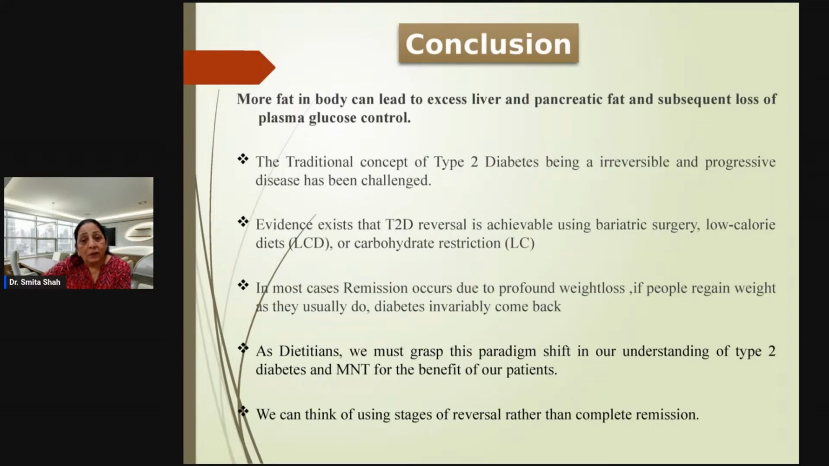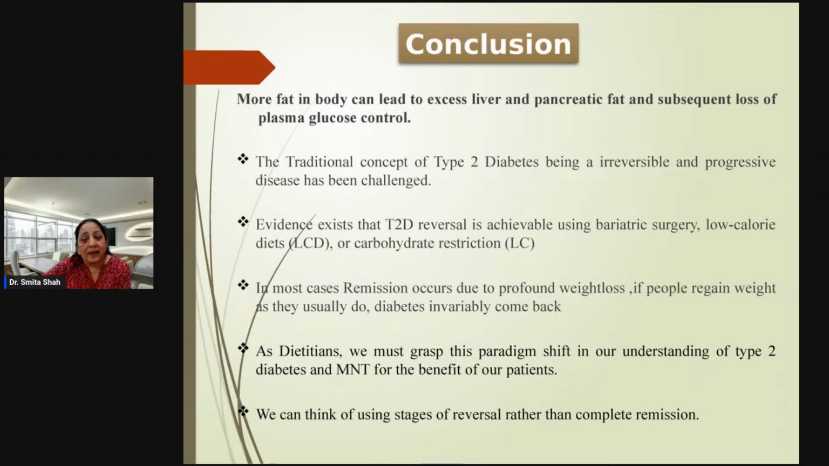And now the conclusion: more fat in the body can lead to excess fat in the liver and the pancreas, and subsequent loss of plasma glucose control. So not too many calories and fat. The traditional concept of type 2 diabetes being an irreversible and progressive disease has changed. Earlier it was said that diabetes is not curable, but nowadays it can be reversed and go into the remission phase.